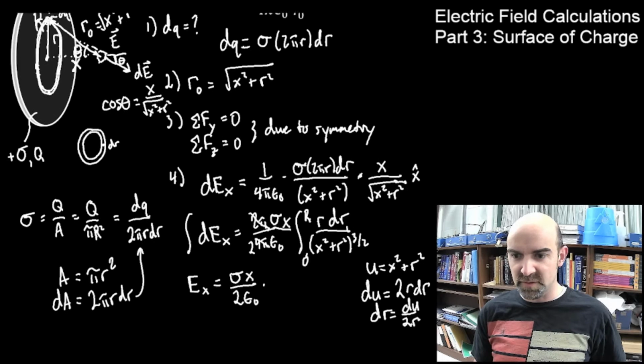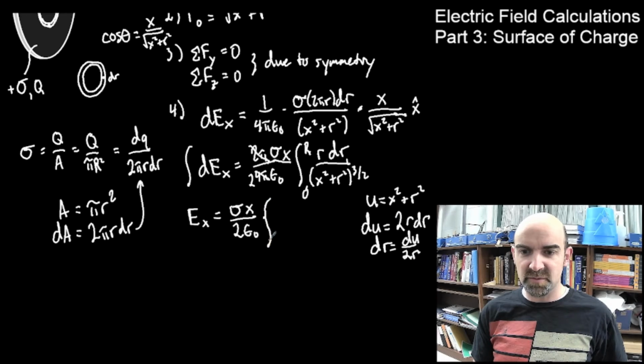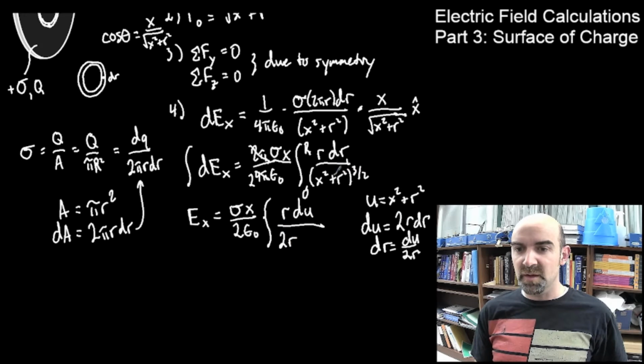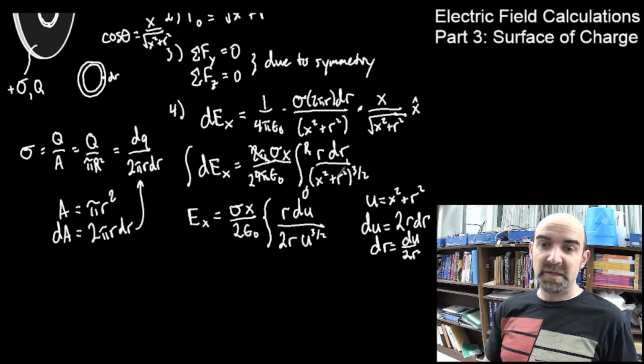And I'll go ahead and slide that down a bit. All right, du divided by 2r. Now we can substitute those into our expression. Let's see what happens here. We're going to have an r, and then dr is du divided by 2r. And when we substitute in x squared plus r squared is equal to u, we end up with a u to the 3/2 power. All right.